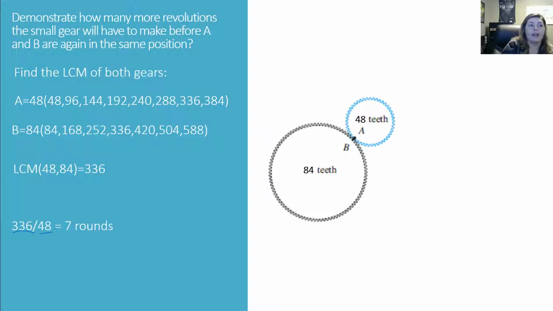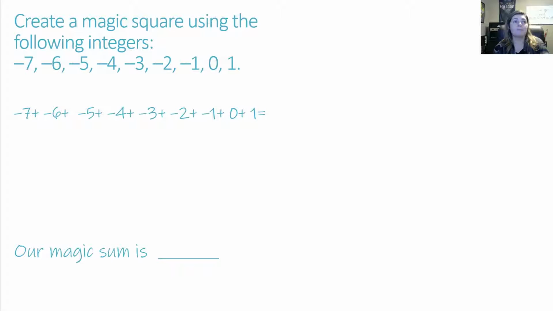So what we want to do here is divide 336 by 48. The reason we're doing this is because 336 is the least common multiple of 84 as well as 48, so we divide it by 48, and that gives us 7 rounds. What that tells us is that this little gear here would have to go around 7 times. We would have to rotate against each other 7 times before A gear and B gear are back in the same position. So 7 rounds would be the answer to our equation here.